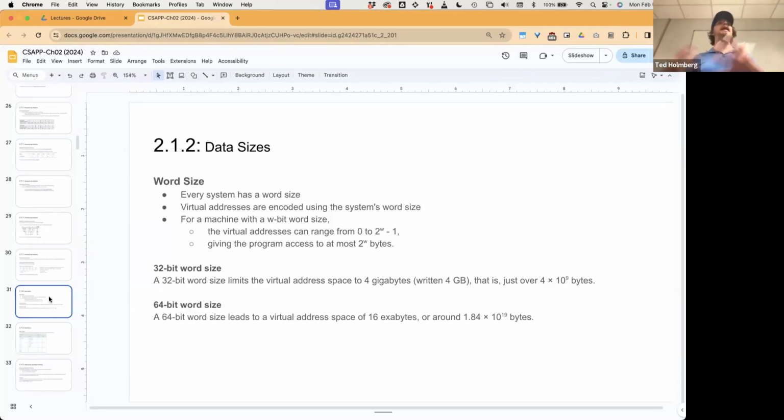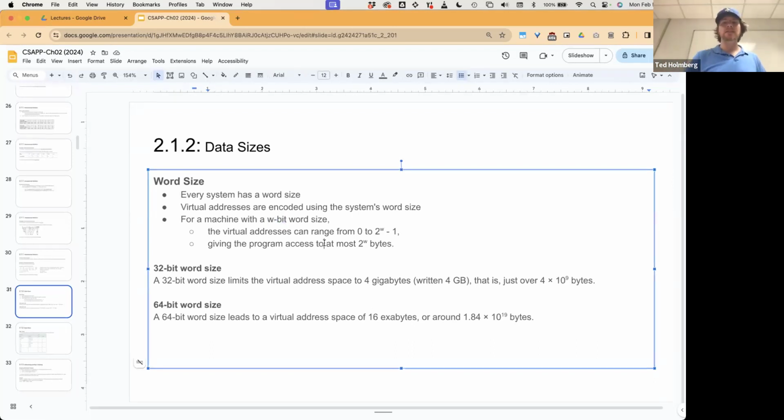So it's the max number of bits that can be processed at once, in the way that the virtual address encodes its space. The word size represents the maximal amount of addressable space inside of our memory system. So every system has a word size, and our virtual addresses are encoded using the system's word size. For a machine with, say, a W-bit word size, we can compute the number of virtual addresses to be arranged starting at 0 and going to 2 to the power of W minus 1.